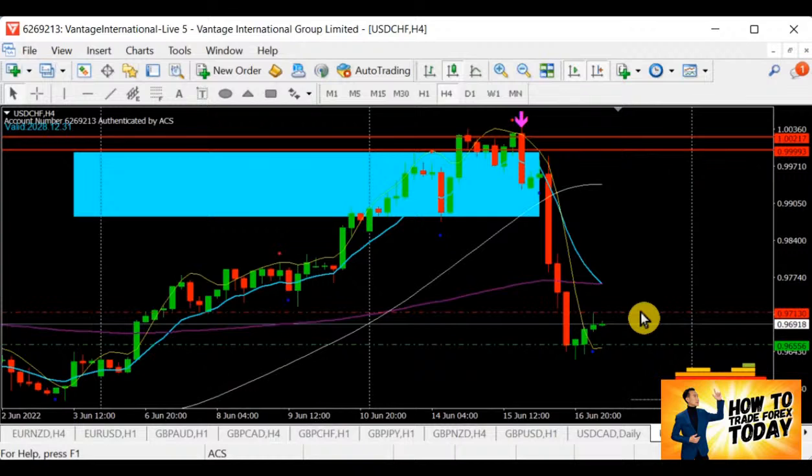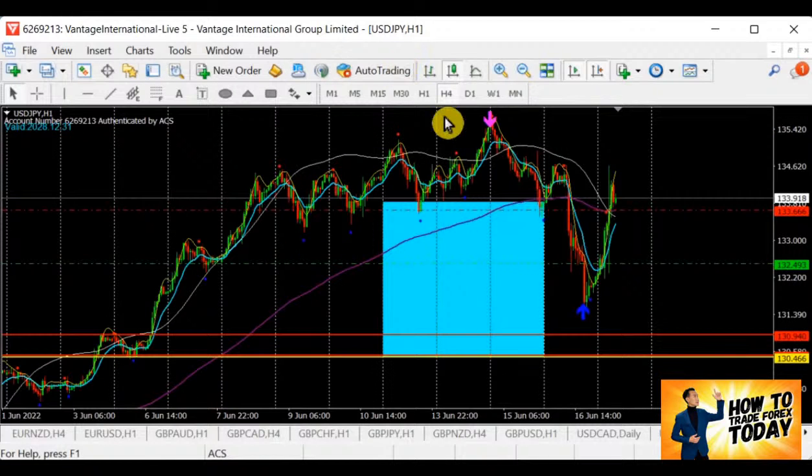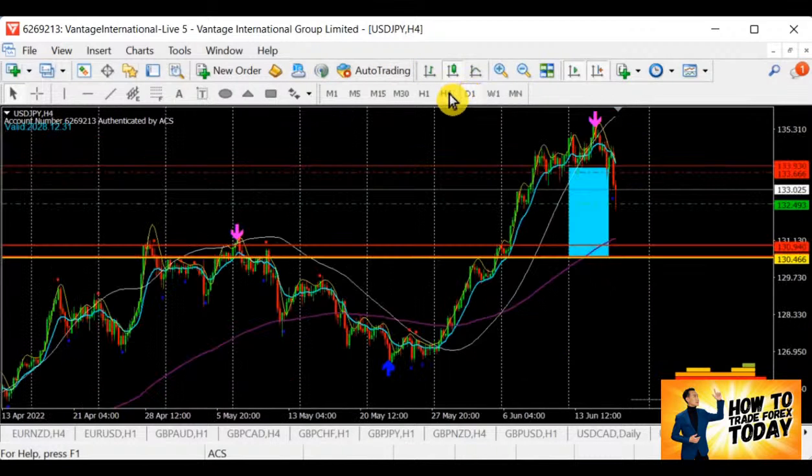Dollar franc looks pretty good, but then again, it is not where I am looking out for. So dollar franc, I'm going to give this a miss. Okay, so how about dollar yen?